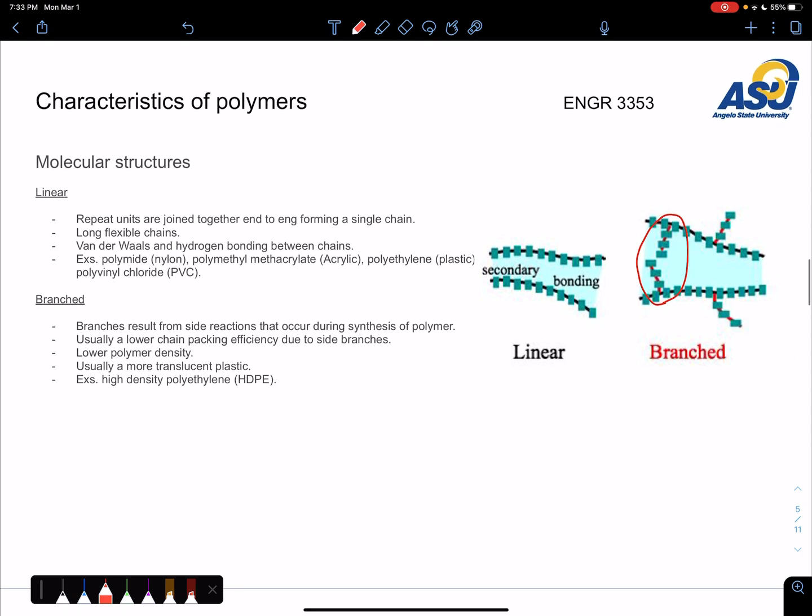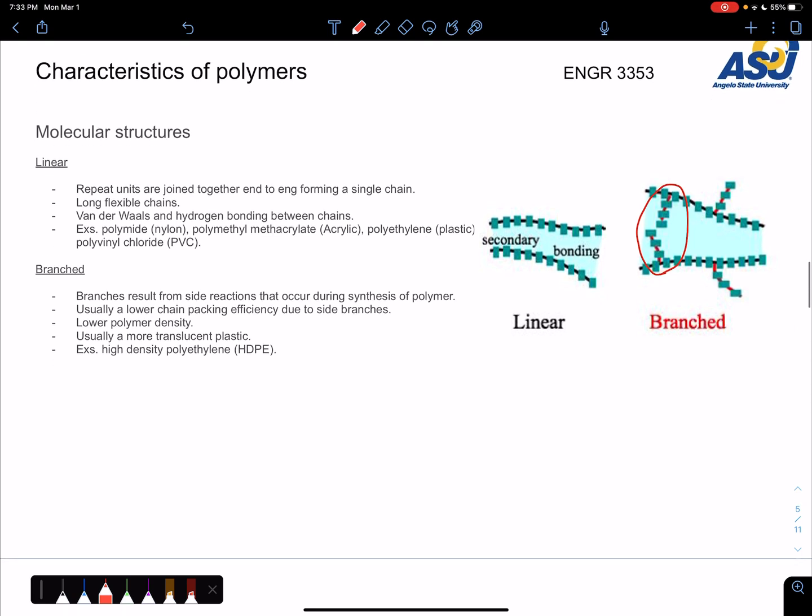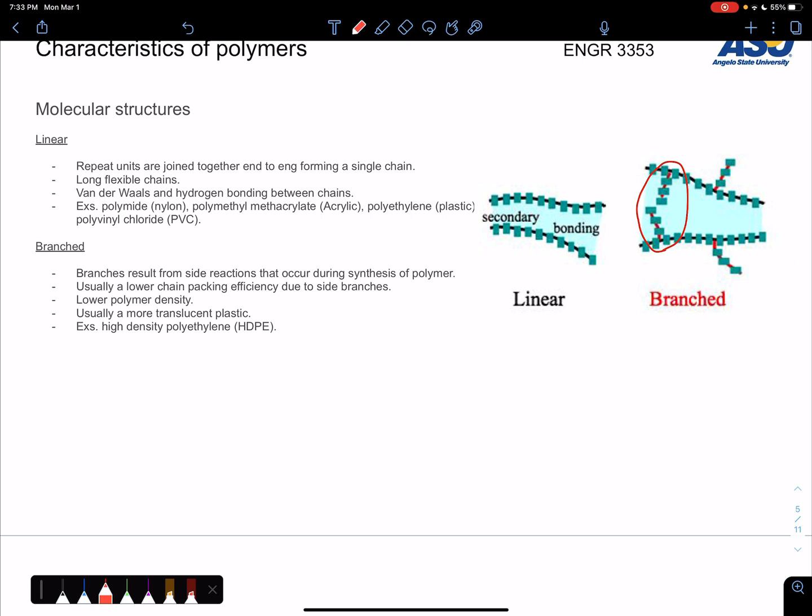And it tends to have a lower polymer density, and it's usually more of a translucent plastic. An example of this would be HDPE, which is used pretty often as an insulator for PVC pipes or other kinds of pipes in plumbing systems.